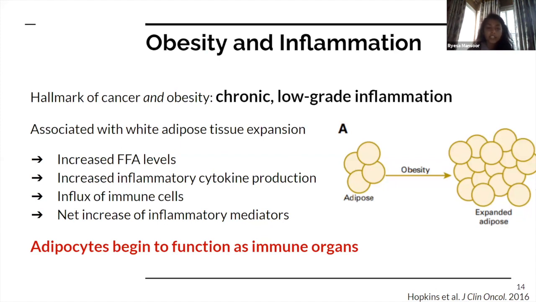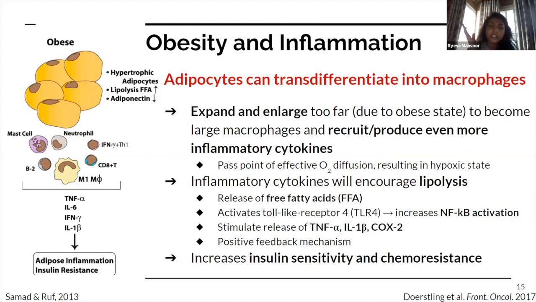There are a number of associations that are also present during low-grade inflammation in obese individuals, but the one that I want to touch on, and I'll go into more detail about the specifics later, is that adipocytes begin to function as immune organs. This is another schematic on the left that shows that, and I'll walk through these pathways step by step. Essentially, as adipocytes increase and expand in obese individuals, they can transdifferentiate into macrophages, which we know are immune cells. When the adipocytes expand and enlarge too far, they become like macrophages, and then they work to recruit and produce even more inflammatory cytokines and inflammatory molecules.